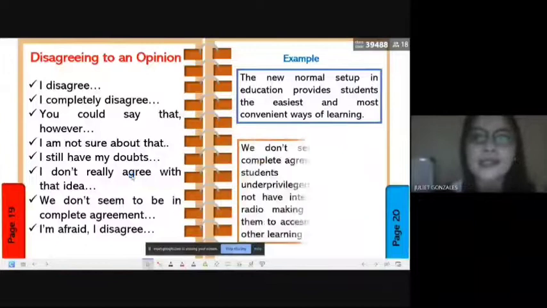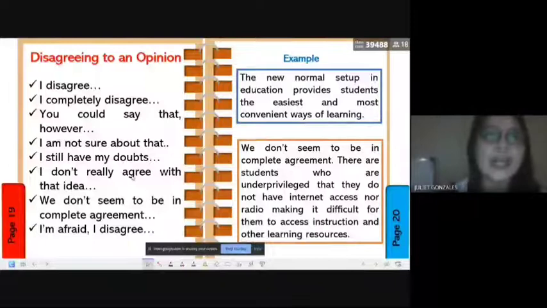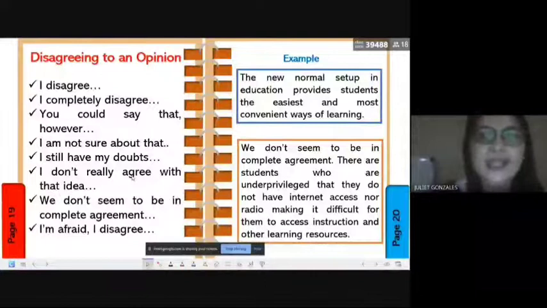This is the disagreement made by another person, not using a particular expression. We don't seem to be in complete disagreement. So he made use of that expression. There are students who are underprivileged that they do not have internet access nor radio, making it difficult for them to access instruction and other learning resources. So the second statement disagrees with the first given opinion. And he or she made use of, we don't seem to be in complete agreement.